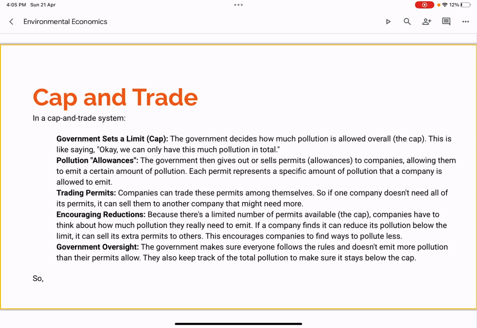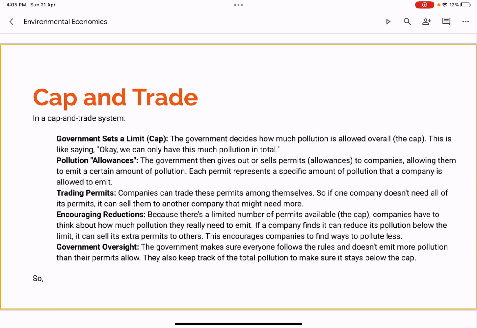So, in the cap and trade system, you see that there are two terms used. One is the cap, the other is the trade. So, what is this cap? The term cap is used in the sense of limit. So, the government sets a limit. Limit on what? The government sets the limit on the allowed pollution. The government says that, okay, only so much pollution is allowed. So, the government decides the cap. We can only have this much pollution in total. Government sets the limit, government sets a cap.